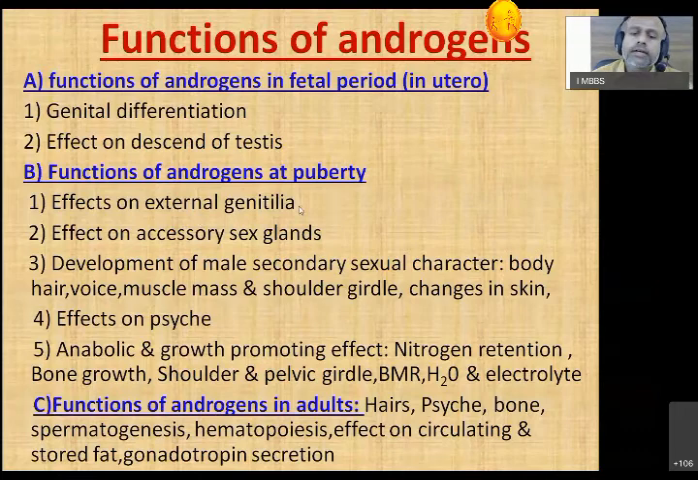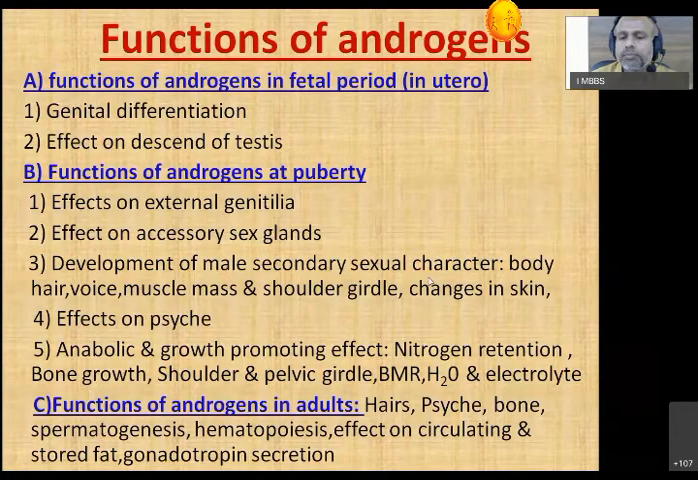Now the functions of androgens at puberty. These were the functions in intrauterine life. At puberty, there is development of the external genital organs: increase in size of the scrotum, testes and penis, and the appearance of pubic hair, axillary hair, and muscle development. That is the androgen from adrenal androgen. Effect on accessory sex glands: development of the glands, the seminal vesicle starts secretion, the prostate starts secretion, the bulbourethral gland starts its secretion.